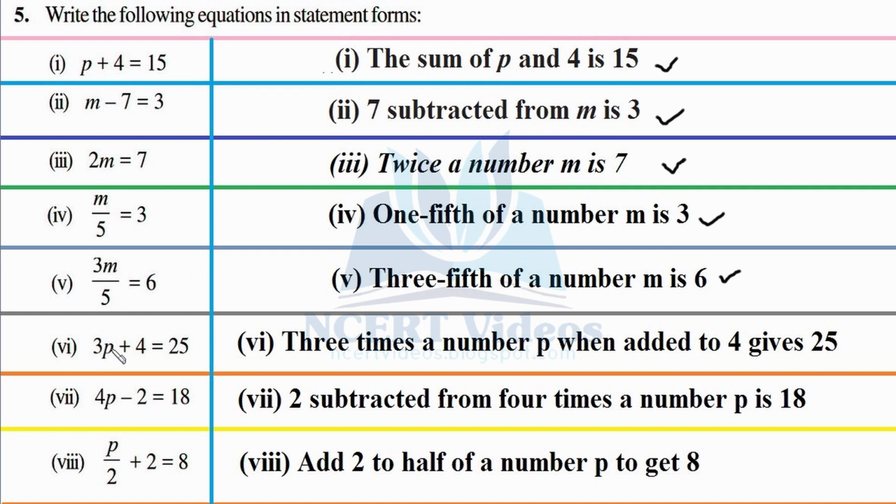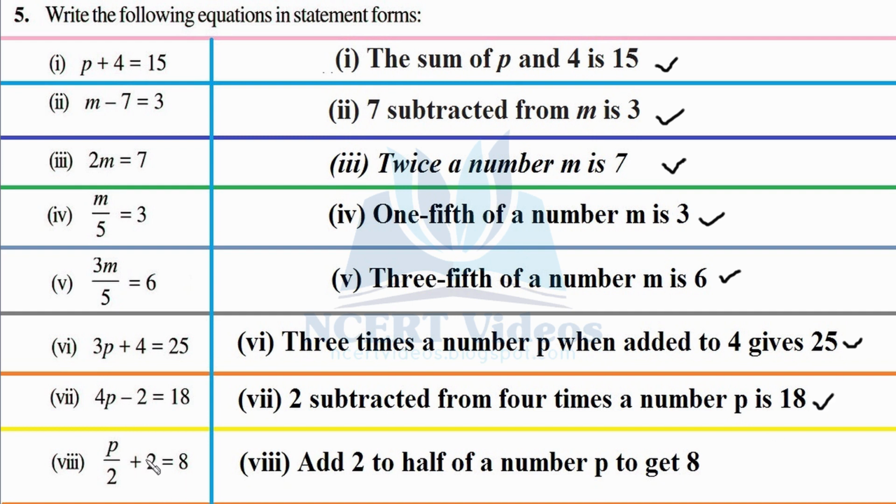4 when added with 3 times of p, but it is better to write it in the form it is given, that is, 3 times of a number p when added with 4 gives you 25, or you can also say is 25. 4 times a number p when 2 is subtracted from it. Either you write that, but in shorter language, you can say that when 2 is subtracted from 4 times p, that gives you 18 or is 18.